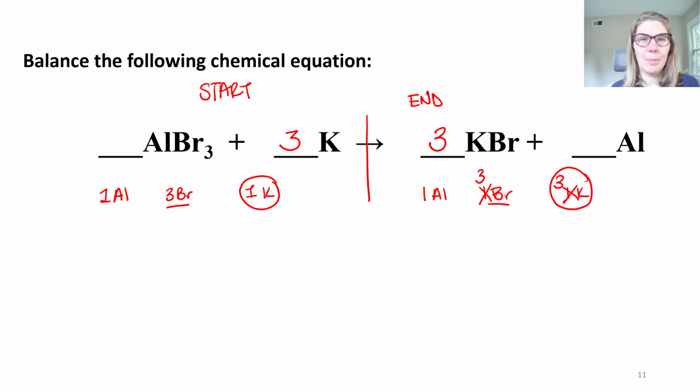And let's just double check that my aluminums are still good. I've got 1 aluminum here and 1 aluminum here. Great. Now I can do 2 double checks. 1, just look through, make sure I have the right number of atoms on both sides, and 2, make sure that I have the lowest whole number ratio. And I do, because there's an invisible 1 here and here that you can either choose to put in or not put in. Let's do another example.